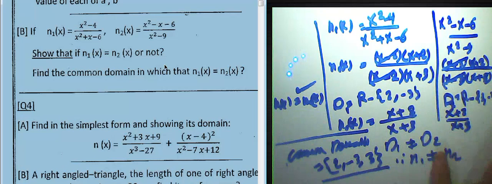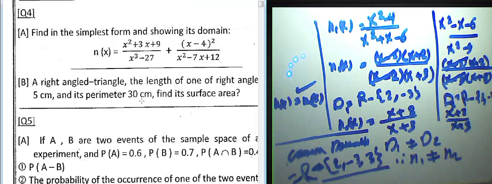He doesn't ask about this, about this question, but he asked about what? n1(x) equals n2(x) or not. It will be equal. The result will be right here, equal about this example. And the common domain, the result will be R minus {2, -3, 3}.